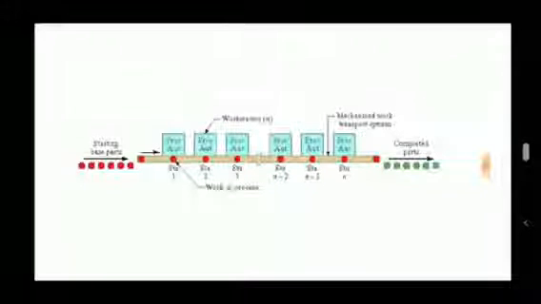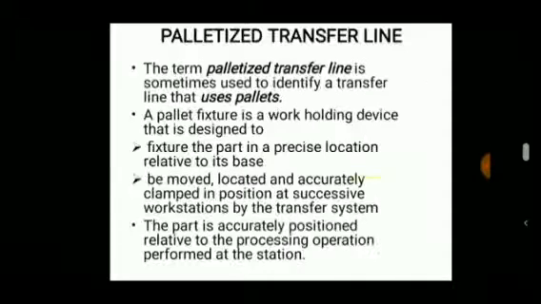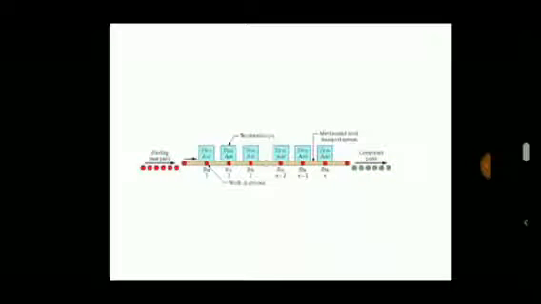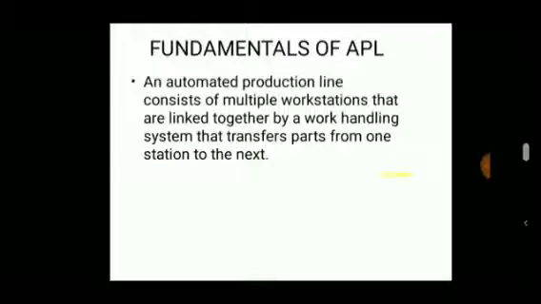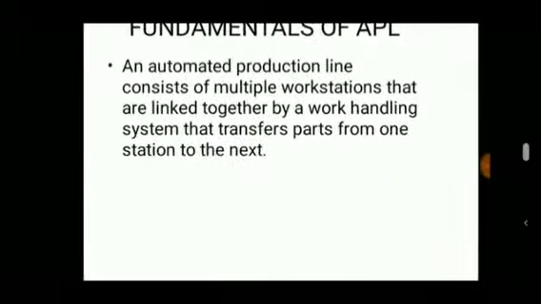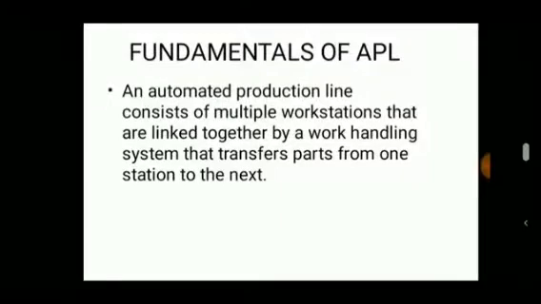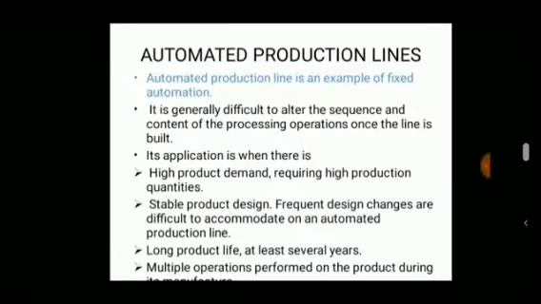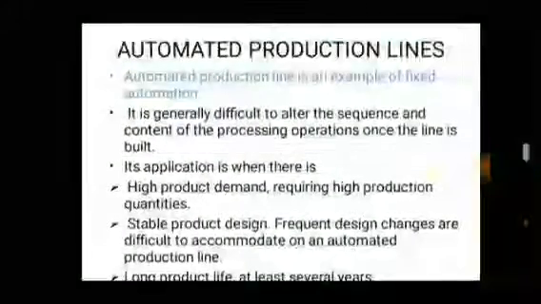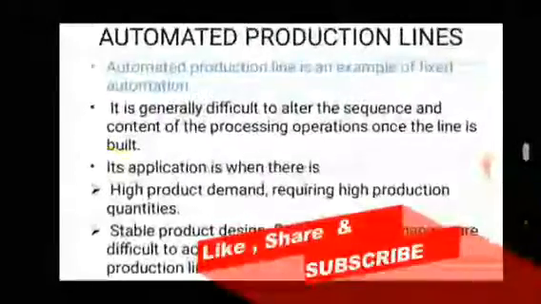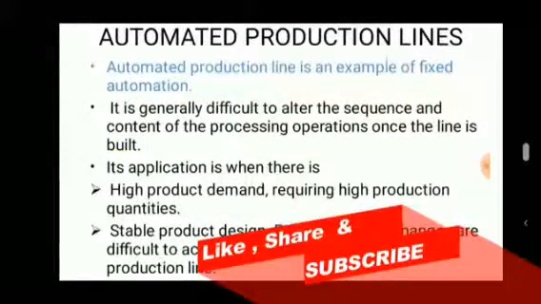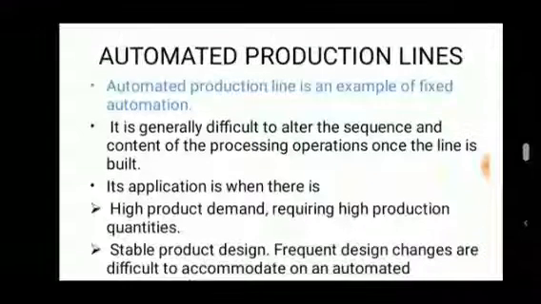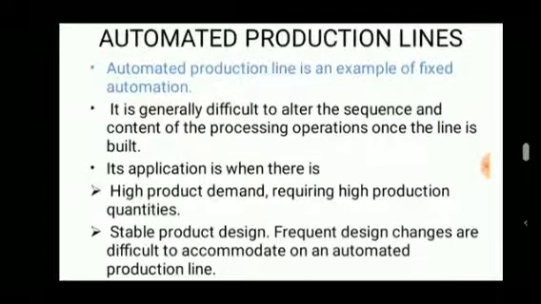Today we are going to discuss automated production lines. So let's get into this video. An automated production line is a system that uses automation for the transferring or the production process. These are trending systems that are recently used in all industries to increase their production rate and profit. This is an example of fixed automation.